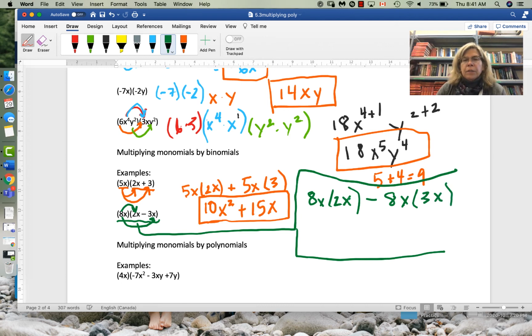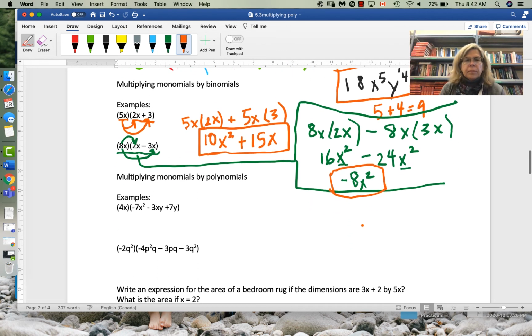Okay, so 8x times 2x is 8 times 2 is 16, and then x times x is x squared. Minus 8 times 3 is 24, and x times x is x squared. And so actually you can combine these two terms and make a single term because they have the same variable and exponent. So this would be minus 8x squared. And that's the answer. Reduced.